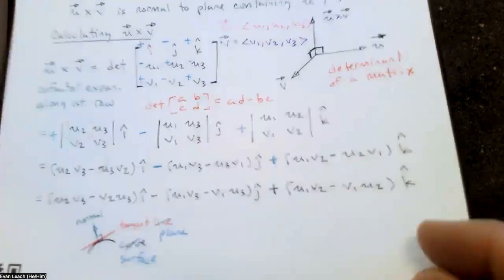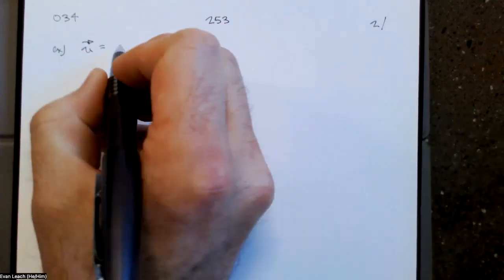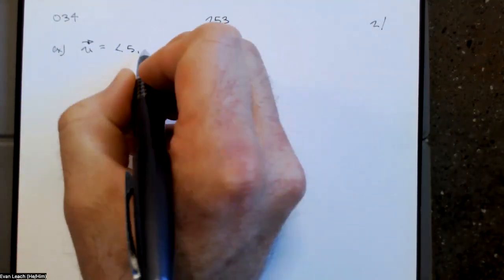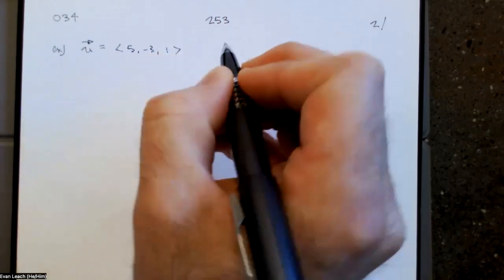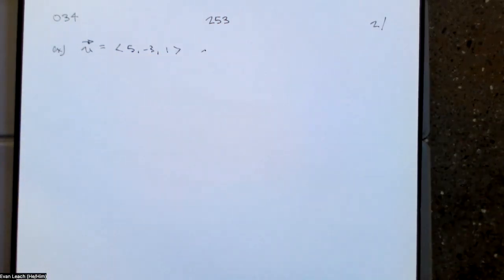Let's do an example. I think the traditional thing to do now is to calculate a cross product. Problem is, it's hard to draw because it's in R3. So let's do an example. I need a vector u, and it needs to come from R3. So let's do 5, -3, 1, and let's have a vector v.